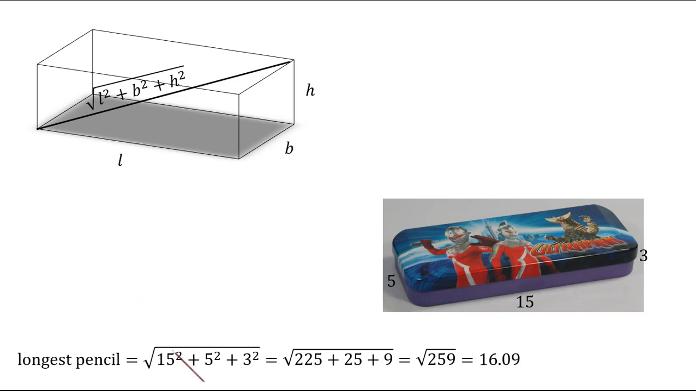So the longest pencil would be the square root of 15 squared plus 5 squared plus 3 squared, which is the square root of 225 plus 25 plus 9, which is the square root of 259, which is about 16.09. So we can say that the longest pencil that can be fitted in this compass box would be 16 centimeters.